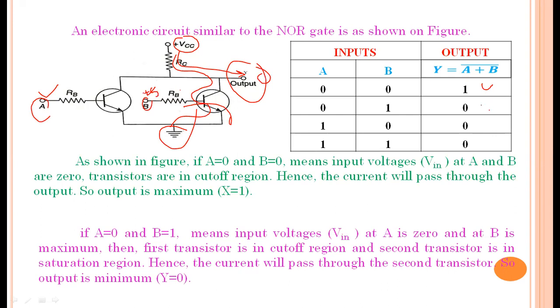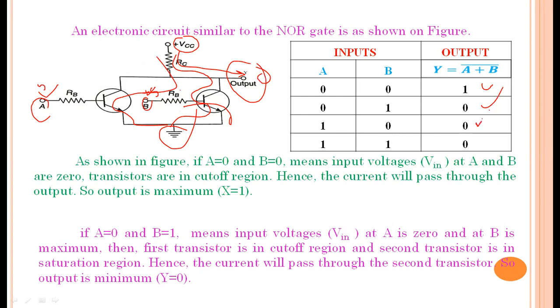And the third case, A is equal to 1, which means it is connected to 5 volt, so transistor T1 is in the active region. B is equal to 0 means transistor 2 is in the cutoff region. Now all the current will flow through transistor T1 from the battery VCC. So there is no output; the output is 0.